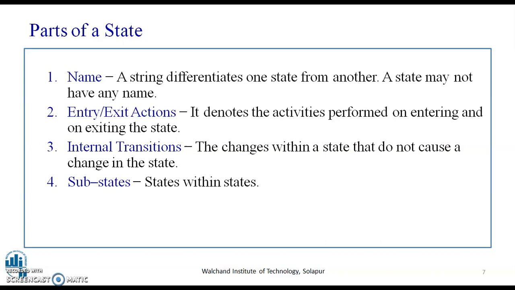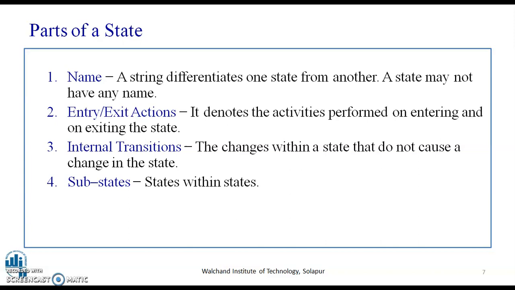Now, the state consists of, so what are the parts of the state? The parts of the state include the name of the state, the entry and exit actions, the internal transitions, and substates if any. So name, how do we write the name of a state? It's a string that differentiates one state from another. A state may not have any name also. It depends. But however, it's a good practice to have a name for a particular state.